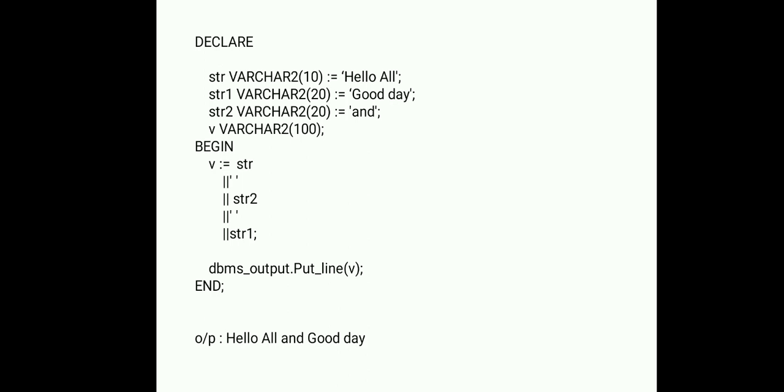And in the output statement, I need to display only whatever is available now in v. So the output will be str1 that is hello all, then space, and then str2 that is good day. So the output will be hello all and good day.